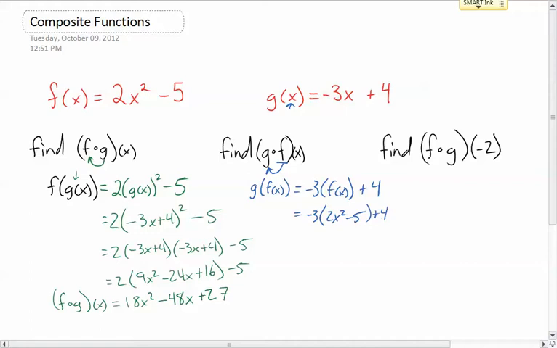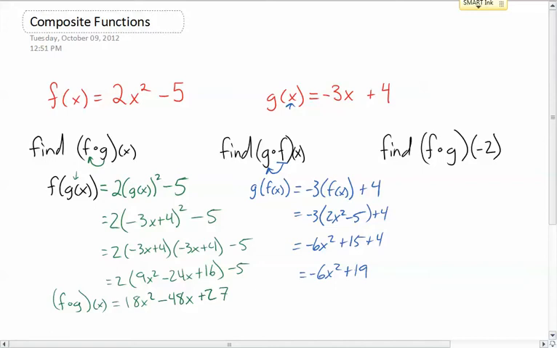From here, we'll distribute the negative 3. So negative 6x squared plus 15 plus 4. This will equal negative 6x squared plus 19. Please note that it does not give you the same answer. So it's not commutative or associative when you're doing composite functions. Depending on what order you do it in, it will definitely give you a different answer. Alright, so there you go. You've got g of f of x.